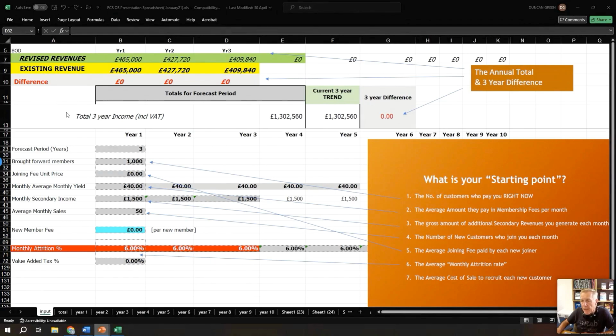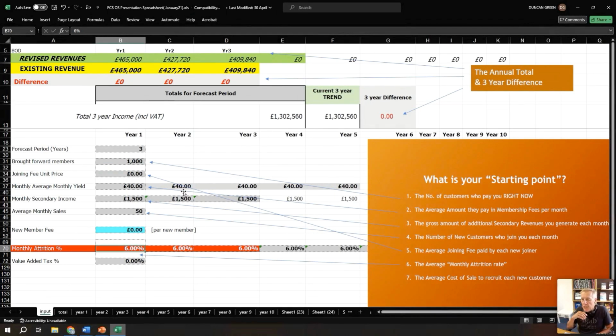And our spreadsheet shows a 3-year projection of revenues for our club. And our club is a mid-range full service club. Right now, it has 1,000 members. They're paying on average £40 a month. They sell 15 new customers a month, and they do a modicum of secondary spend. Normally it's personal training, rentals of £1,500. But what we're most interested in today is their monthly attrition.